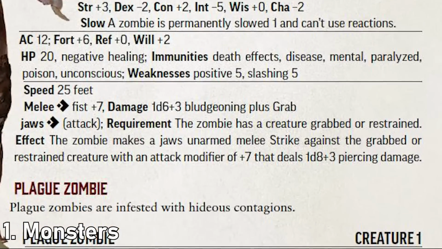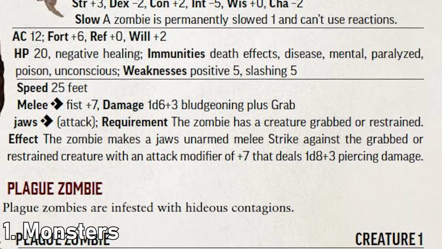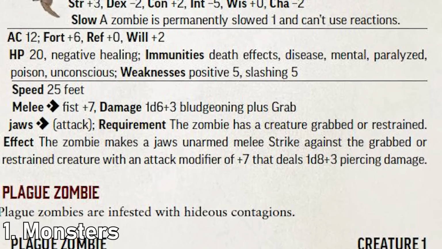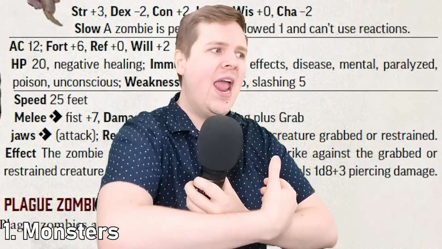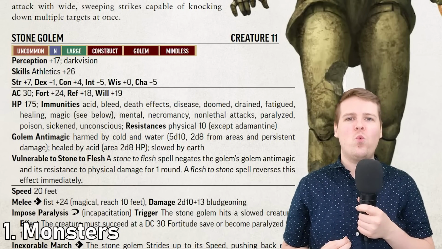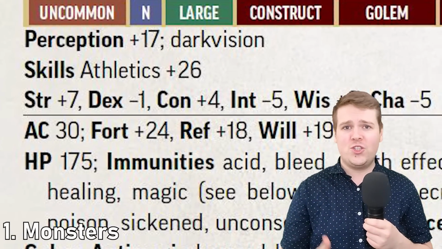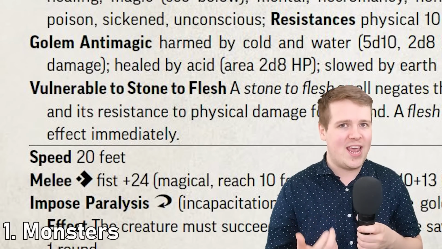You can see that in order for the zombie to use its jaws, it needs to have you grabbed. Well, luckily, its fist attack automatically grabs on a success. So what's the zombie going to try to do? It's going to try to punch you, wrap around, and eat your neck. Additionally, Pathfinder 2e monsters always have a weak link of some kind, whether it's a low armor class, a low fortitude, reflex, or will save, or maybe something more unique like a golem's anti-magic.